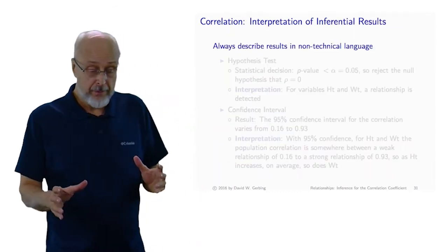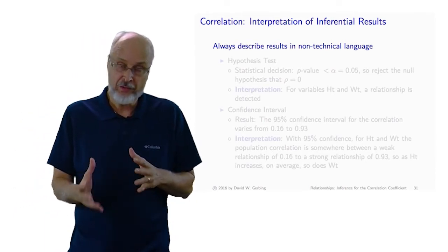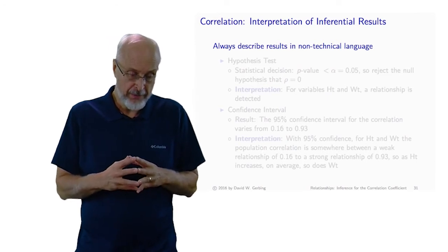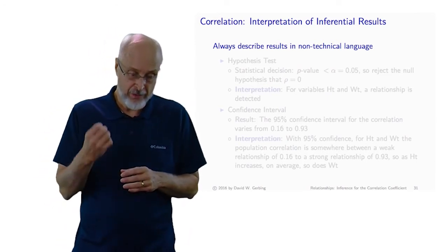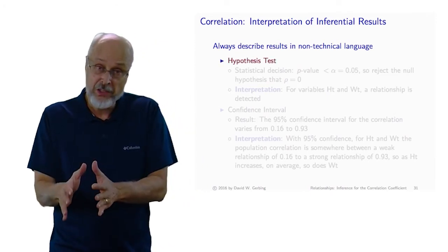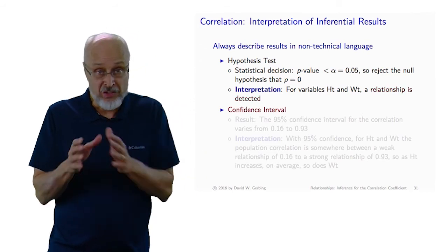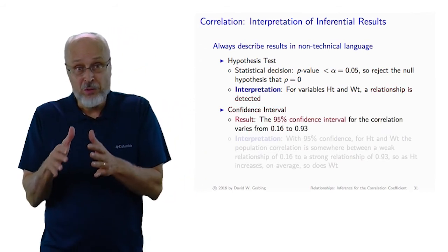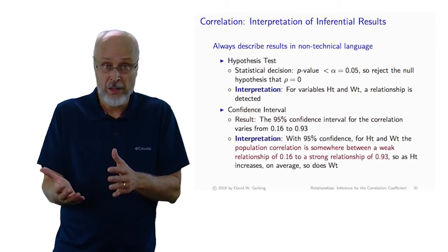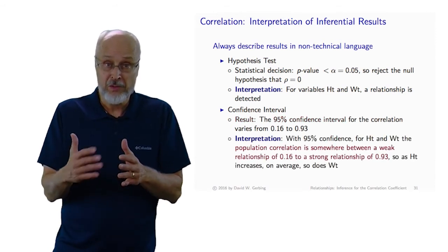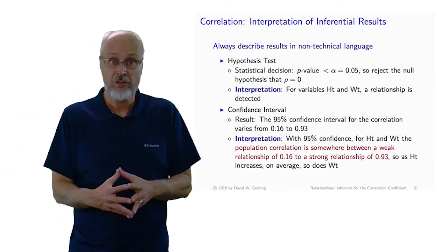So let's look at the interpretation of the results, which I more or less have said, but let's focus on it here. We have a statistical decision of rejecting a null hypothesis. The interpretation is that we detected a relationship, and we have a confidence interval which does not include 0. So we conclude that there is a positive relationship because all the values in the confidence interval are larger than 0, which means these are all the plausible values of the population correlation coefficient. They're all larger than 0.